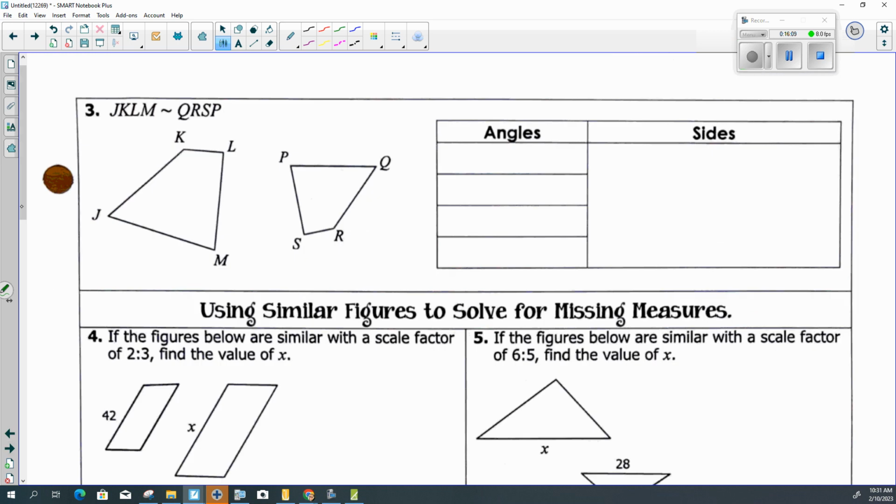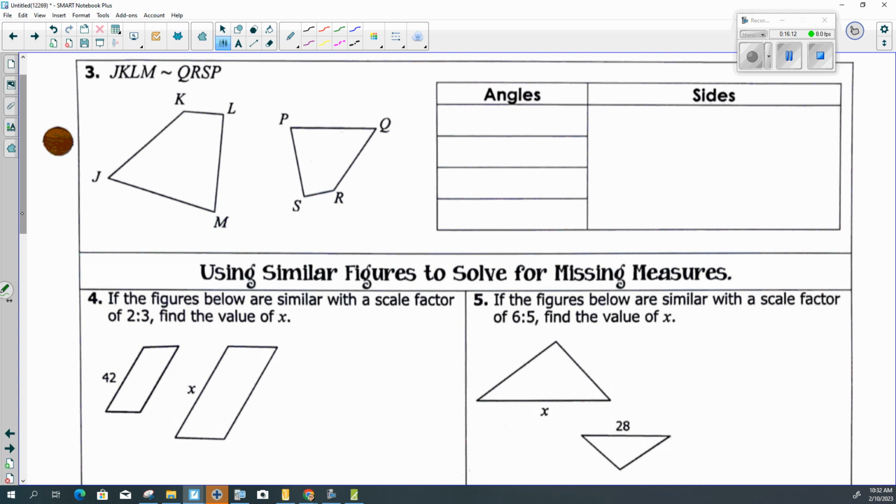We're not going to spend a lot of time going over this one, but the biggest thing I want to mention, we clearly have some type of a rotation, maybe even a reflection. So before you start doing problems with them, I would double check J and Q match up because they are both the first letter in that similarity statement. K and R match up. L and S. And M and P. It's a lot of markings. Okay. Is there anyone who feels like they really need to do this one as a class? Okay.